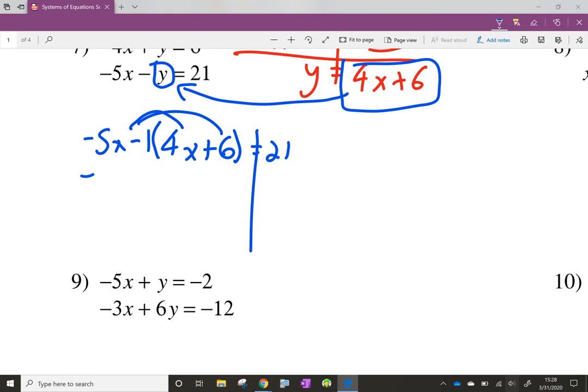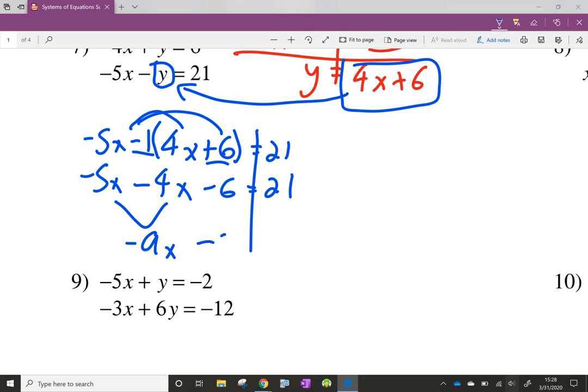So when I distribute here, -1 times 4x will make this a -4x, and -1 times 6 will make it -6. So that negative still causes some problems for us, but if you're patient with it and you're focused and concentrating, you should be okay. But now, again, same process as before. You have these x terms, combine them. -5 minus 4 is -9. So -9x minus 6 equals 21.